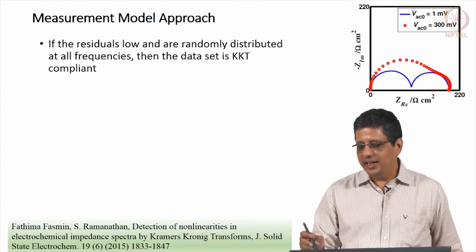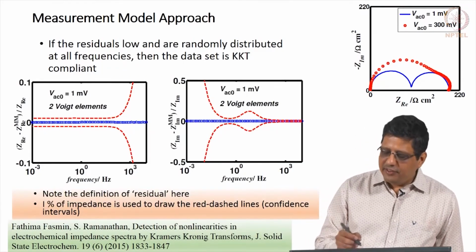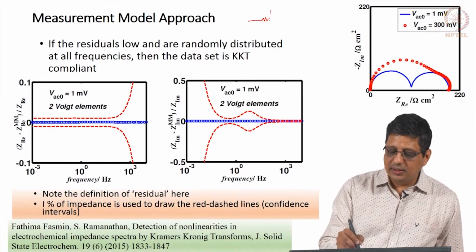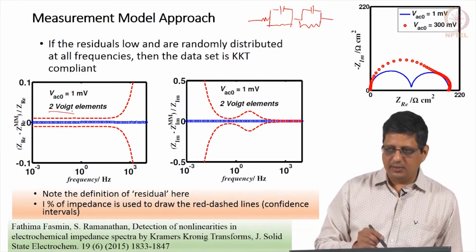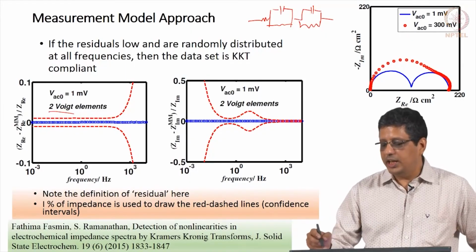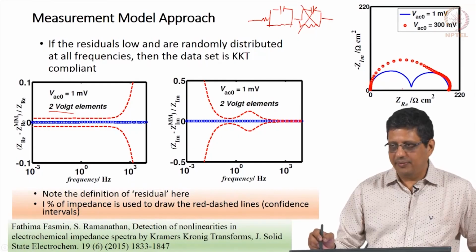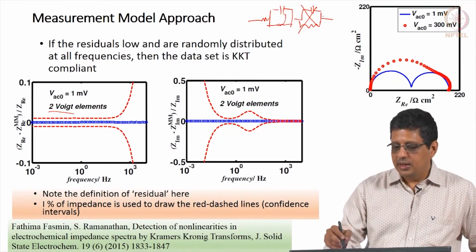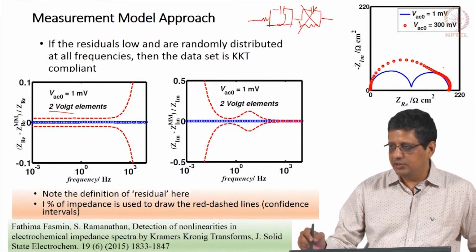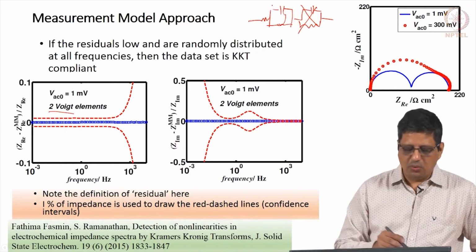So, we have 1 millivolt data and 300 millivolt data here. 1 millivolt data, I have fitted this to a circuit which goes like this, and I have denoted this as 2 Warburg elements. If I fit this data to one Warburg element, I will not be able to fit it, only one semicircle will fit. This RC can capture one time constant, this RC can capture another time constant which is given by this loop. So, 2 semicircles I can easily capture using 2 Warburg elements.